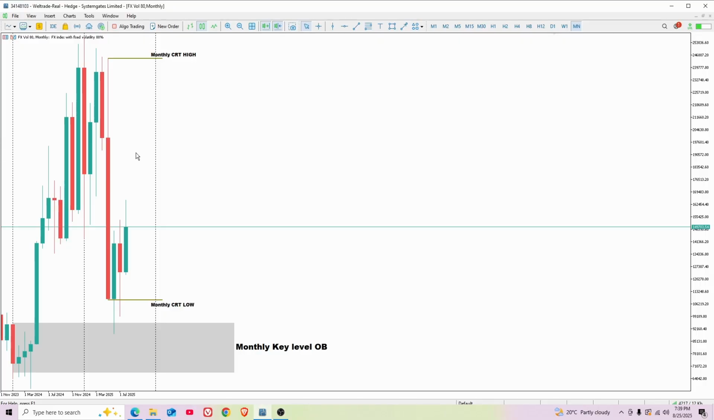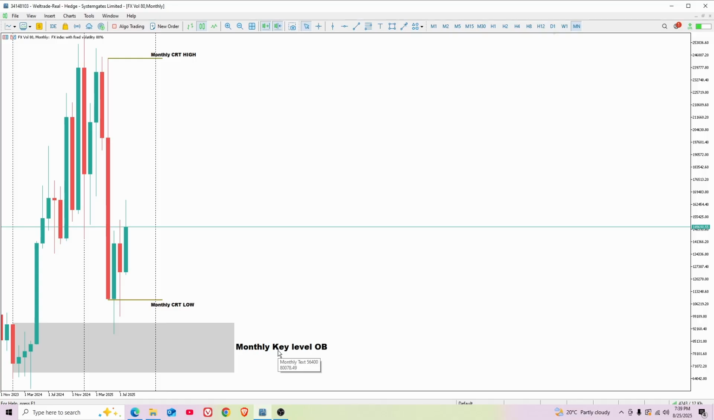We can see in this monthly chart that the market moved aggressively going high. And what we'll then see is that we created ourselves a monthly key level in the form of an order block. I also have a fair value gap here if you notice, but I've chosen to use order blocks, as FX Vol loves going to order blocks a lot. So in this pair, I would use more order blocks than fair value gaps. So this is our key level.